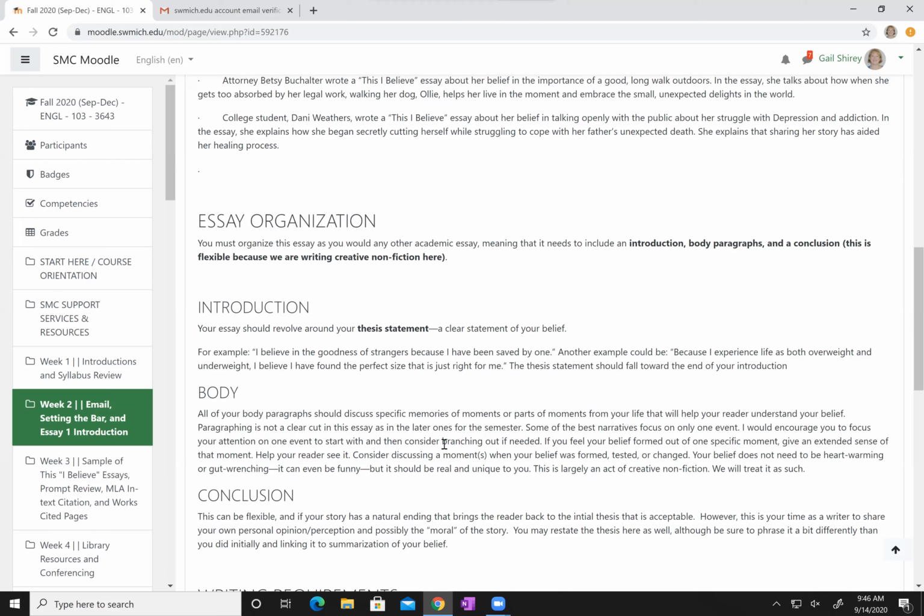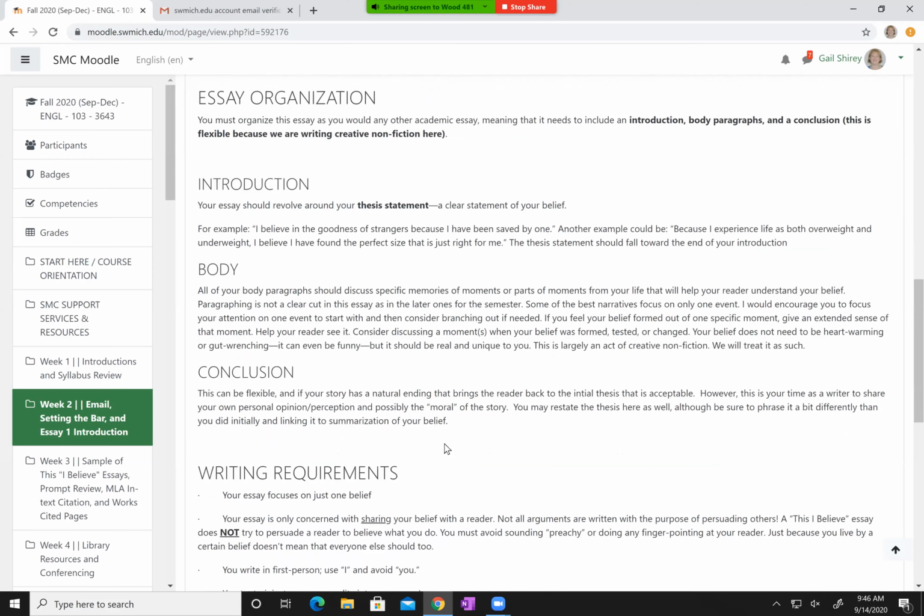The body, these are the moments or memories that are in support of your thesis. These would be your experiences, right? And the best narratives focus on one event. Now, if you can't do that, you just don't have an event that's big enough to write about, you are allowed to include a couple of events in support of your thesis.